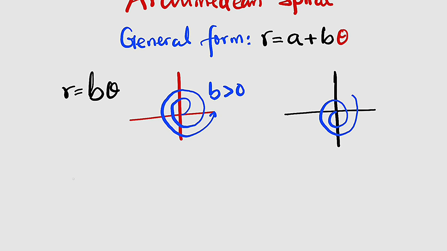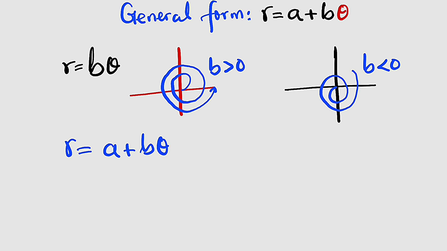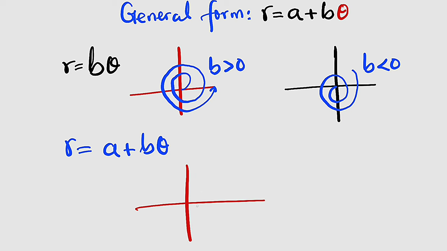So assuming we have r equal to a plus b theta, this is a situation where b is less than 0, right? If a is equal to 2, for instance, the graph will be like this. It will be shifted 2 units to the right, so the graph will be something like this. You see that? So that's the difference between them.